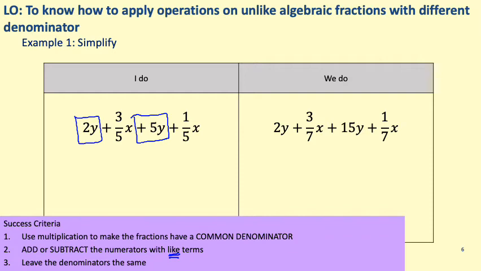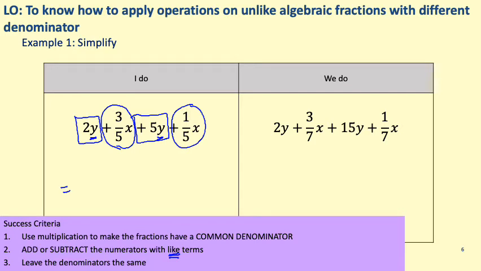These terms are like because they have the same variable, the y, the same letter, and they are to the same power. So they're not y squared, they're not y cubed, they're not y to the power of 4, they're just y to the power of 1. Then we also have 3/5 x plus 1/5 x.